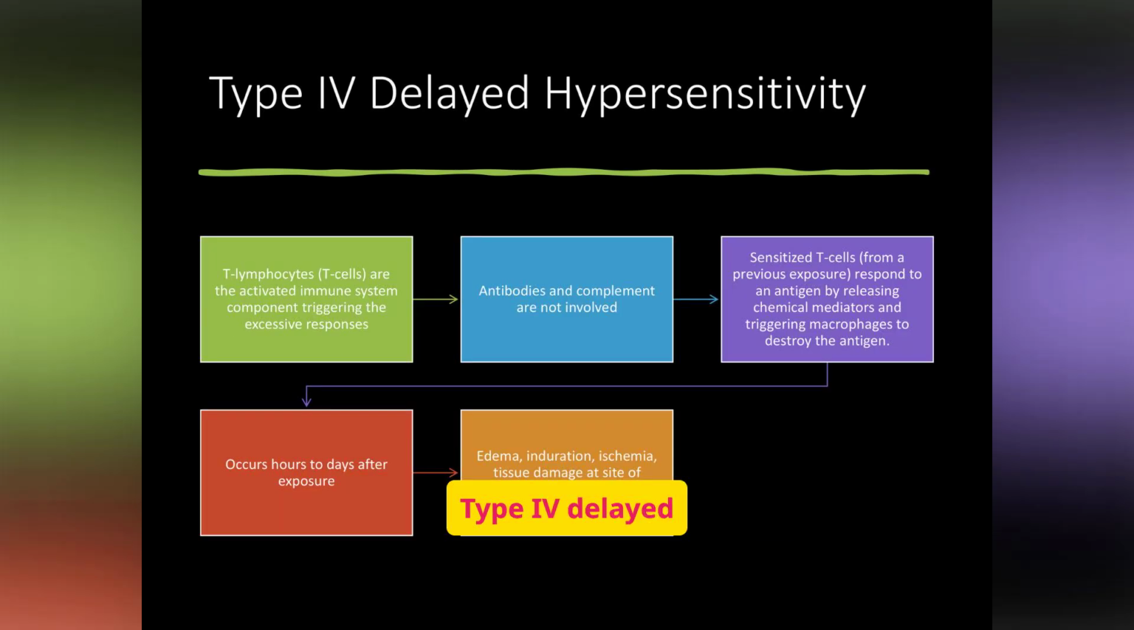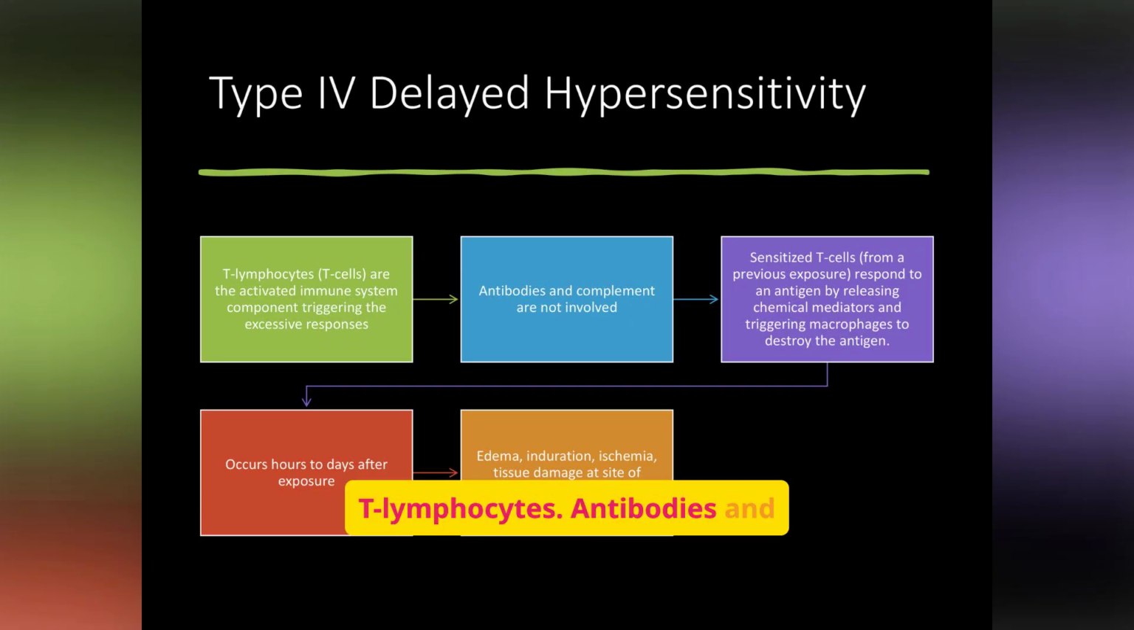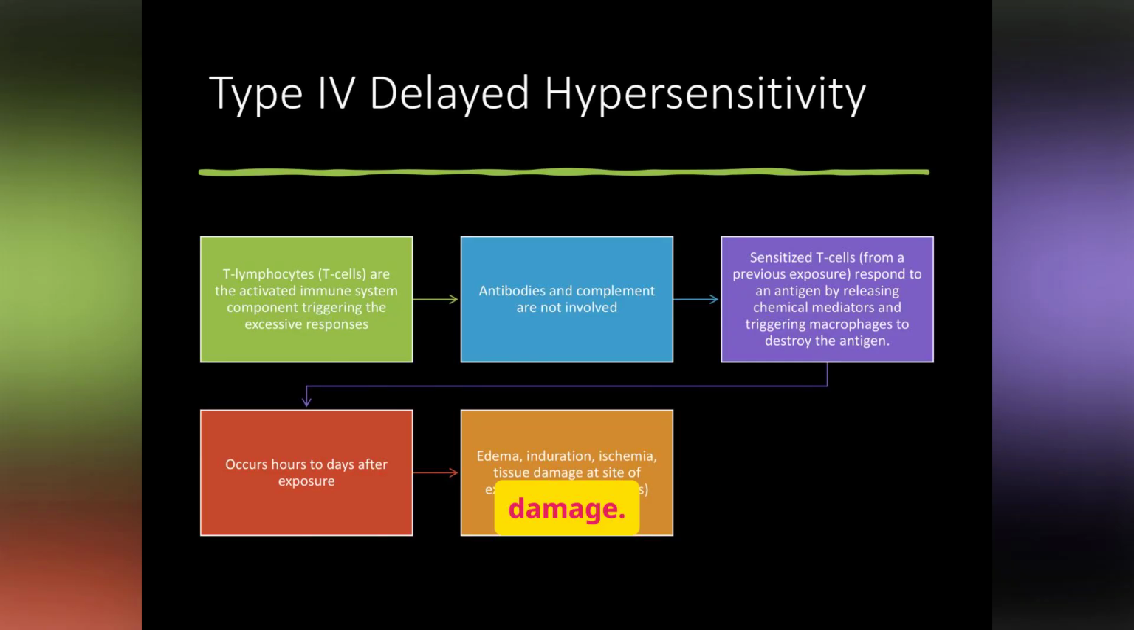Type IV delayed hypersensitivity is triggered by T lymphocytes. Antibodies and complement are not involved. Sensitized T cells release chemical mediators, causing edema, induration, ischemia, and tissue damage.